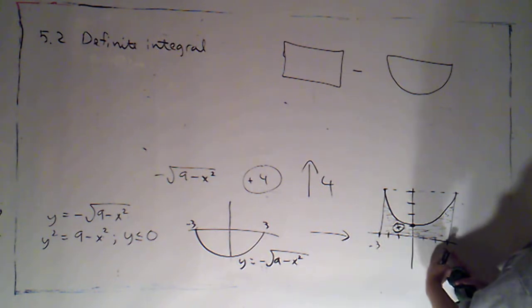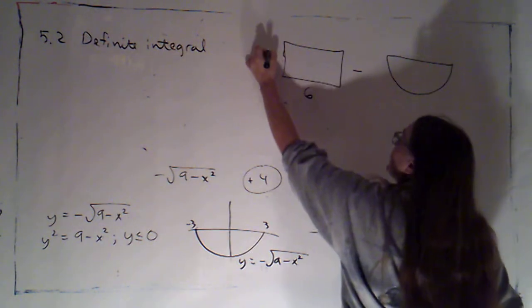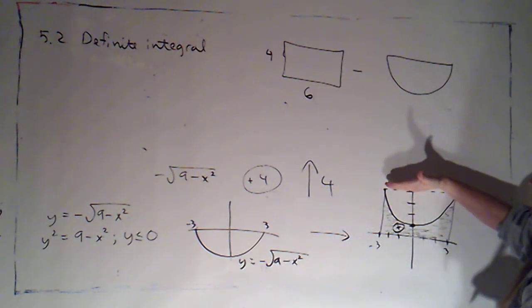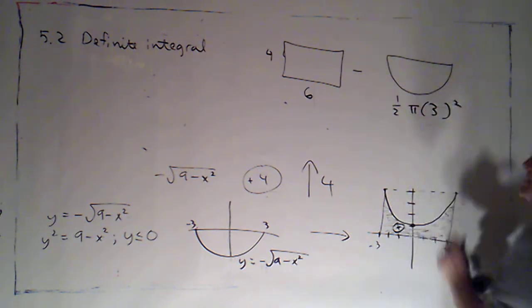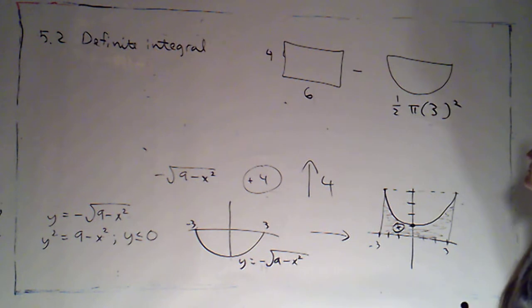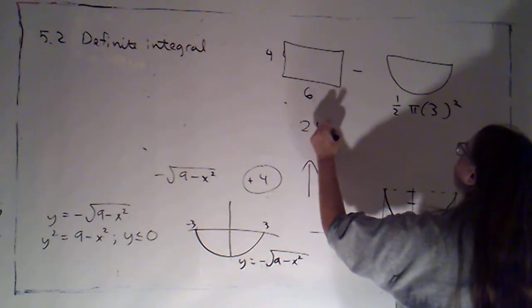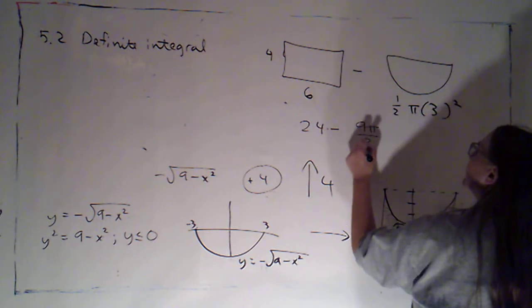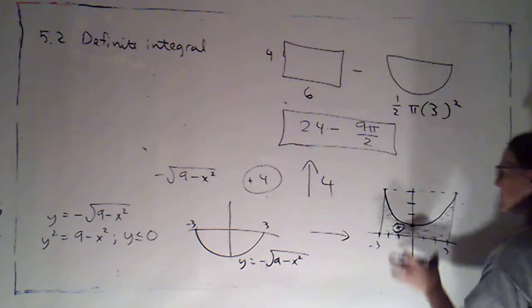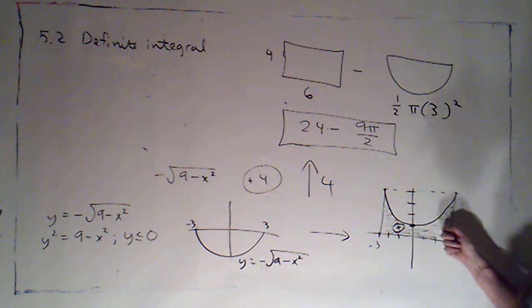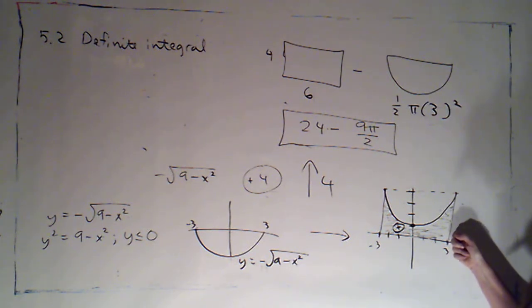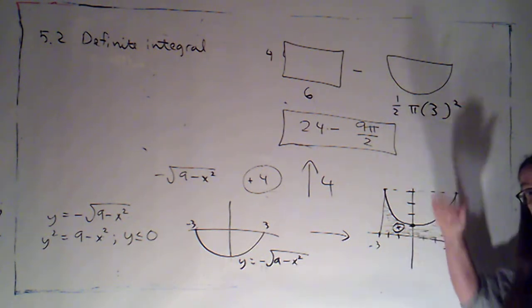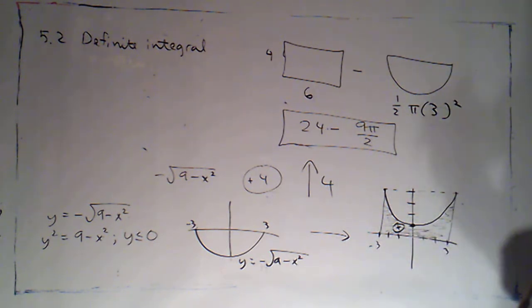So the base here is going to be 6. We shifted things up 4, so this height here is 4. And this is going to be half of pi times 3 squared, because it's half of the circle of radius 3. So that's going to give me 24 minus 9 pi over 2. That would be the area that I get, the signed area, which in this case, because it's all above the x-axis, the signed area and the geometric area are the same, but that's not always the case. If I've got any negative area, signed area is very different from geometric area. Okay, good stuff.